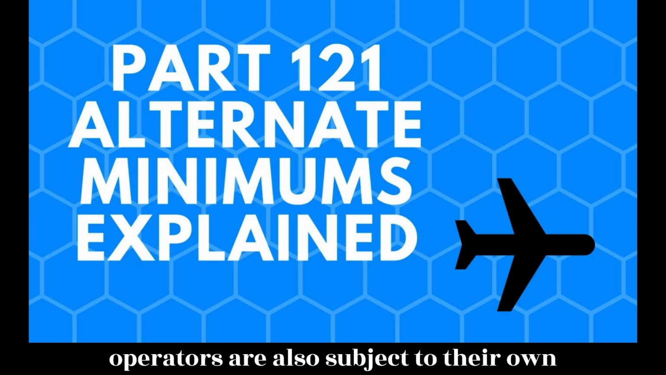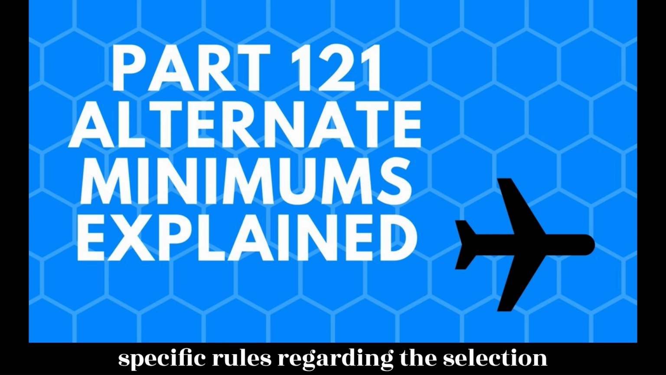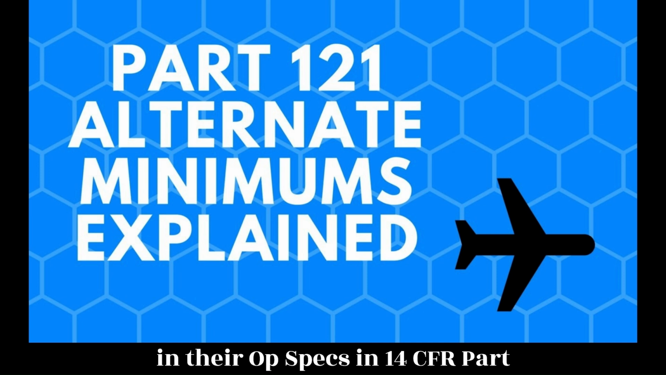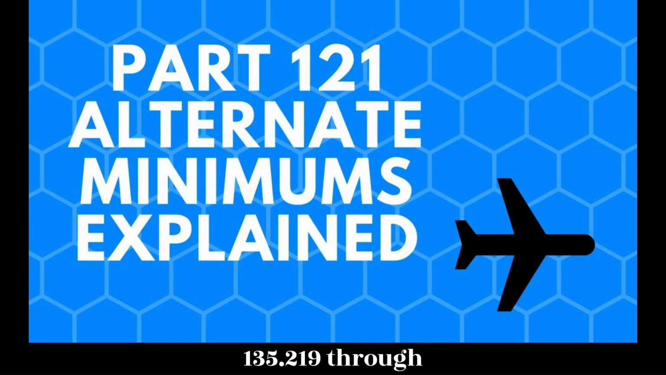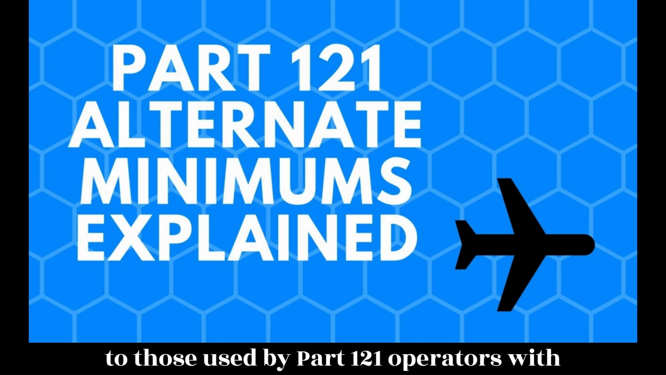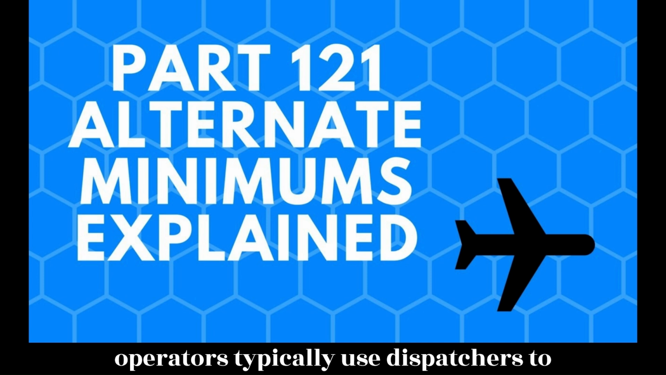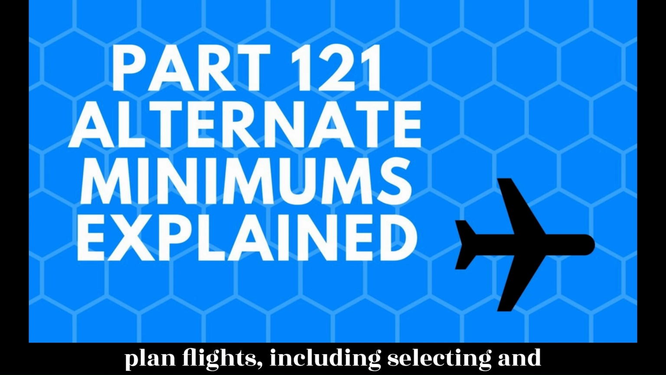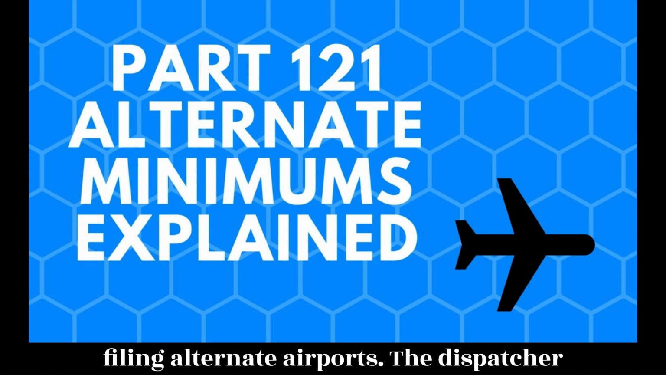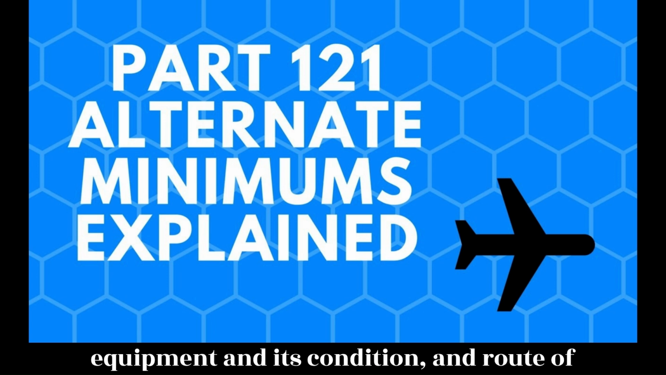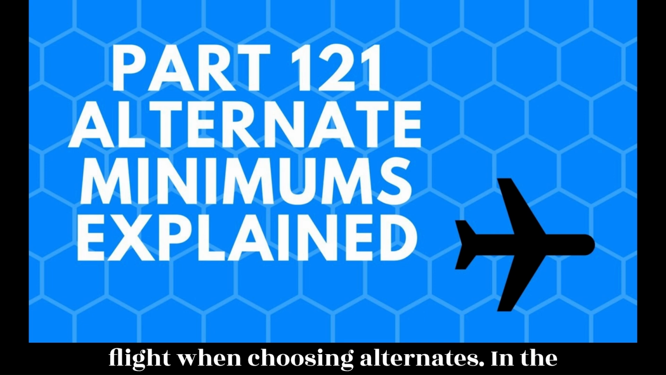Part 135 operators are also subject to their own specific rules regarding the selection and use of alternate minimums as outlined in their opspecs and 14 CFR Part 135, Section 135.219 through 135.225, which are similar to those used by Part 121 operators with additional considerations. Commercial operators typically use dispatchers to plan flights, including selecting and filing alternate airports. The dispatcher considers aircraft performance, aircraft equipment and its condition, and route of flight when choosing alternates.